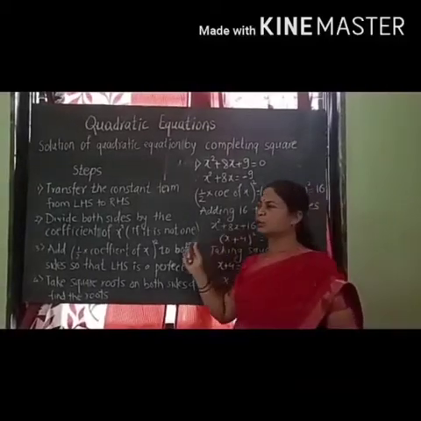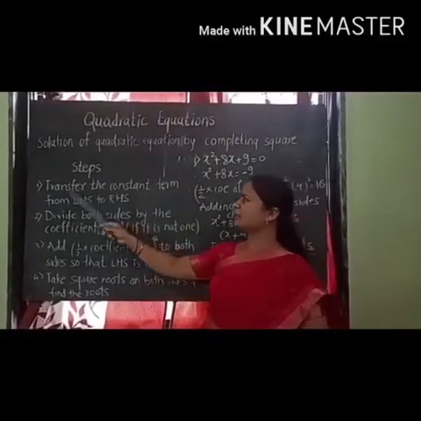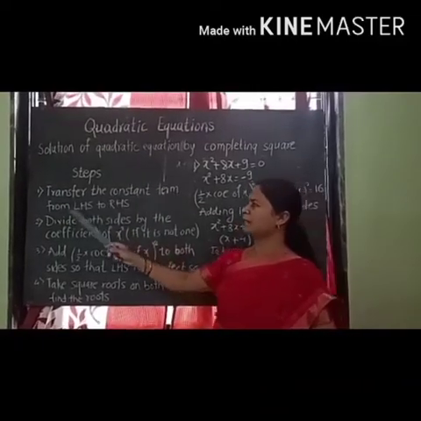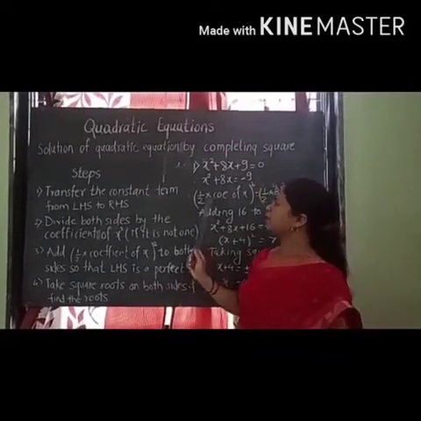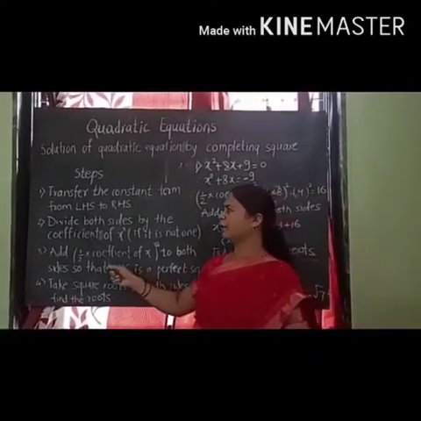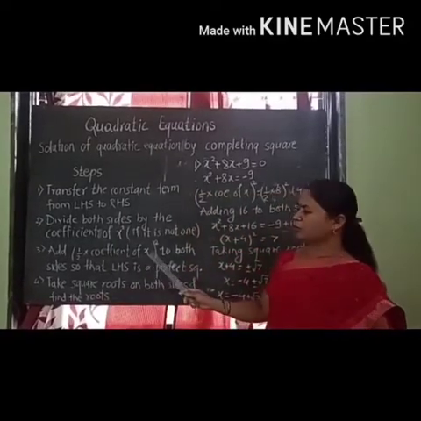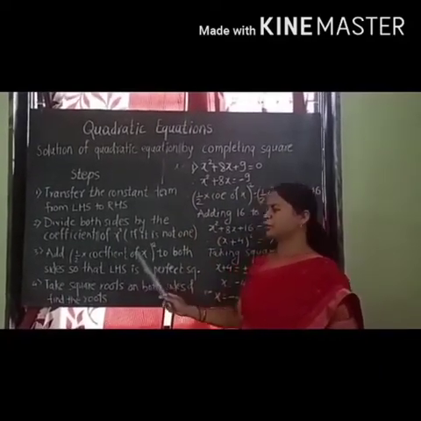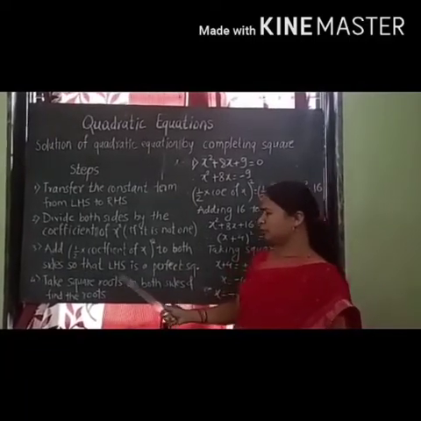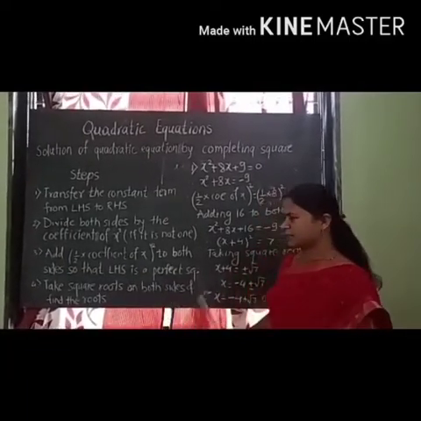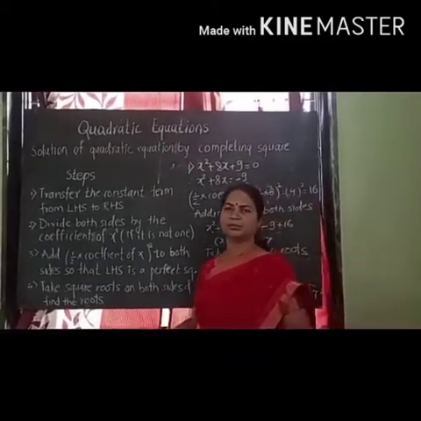In this method, we are going to follow these 4 steps. First, transfer the constant term from LHS to RHS. Second, if the coefficient of x square is not 1, then we divide it on both sides. Third, we add the square of half the coefficient of x to both the sides, so that LHS is a perfect square. Finally, taking square roots on both sides, we find the roots of the equation.